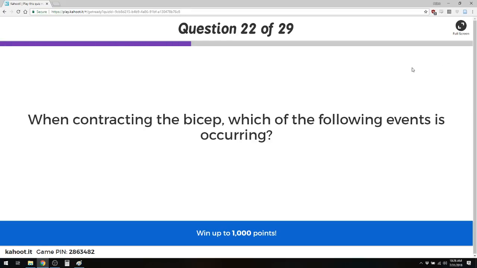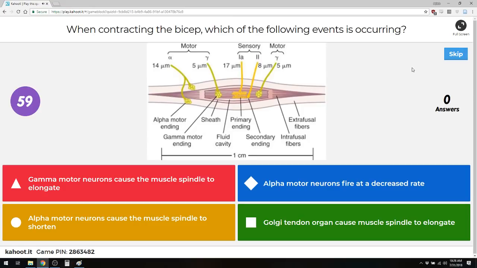When contracting the bicep, which of the following events is occurring? The gamma motor neurons cause the muscle spindle to elongate. The alpha motor neurons fire at a decreased rate. The alpha motor neurons cause the muscle spindle to shorten. Or the Golgi tendon organ cause the muscle spindle to elongate. So we are contracting the bicep. And again, this is conscious stimulation saying, hey, contract your bicep, lift up this barbell, whatever happens to be.